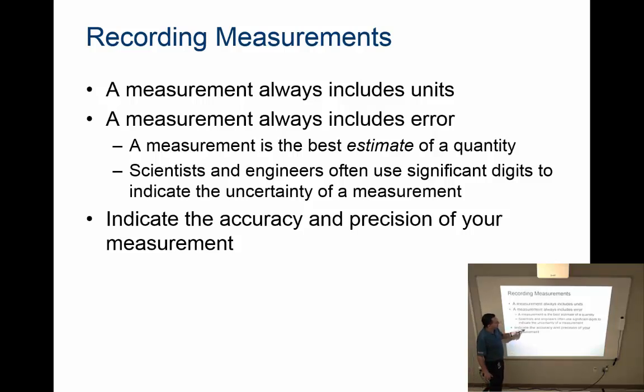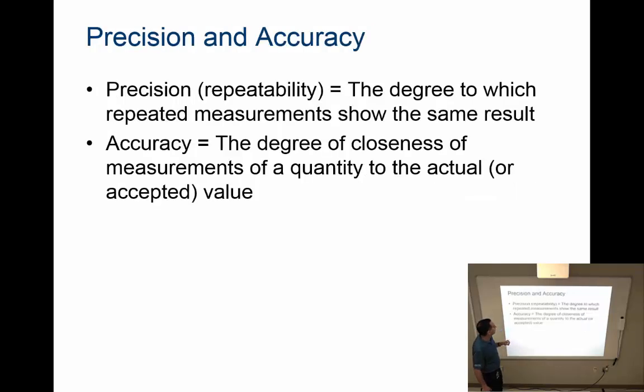And now we want to talk about the accuracy and precision of our measurement, which would be a new concept. We did mention this in the last PowerPoint. Oftentimes these get interchanged. People say precision when they mean accuracy and vice versa, but they're not the same. So let's look at the definitions. Precision is repeatability, meaning the degree to which a repeated measurement shows the same result, as compared to accuracy, which is the degree of closeness of measurements of a quantity to the actual or accepted value.